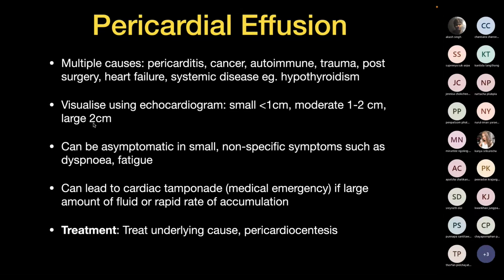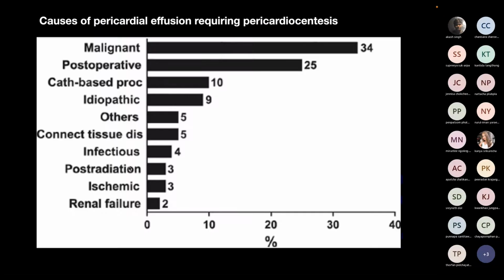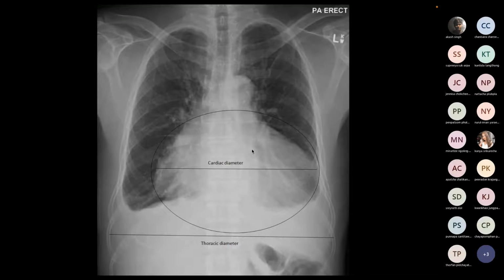It can be asymptomatic, or if it's large enough, it can cause dyspnea or fatigue as well. But if it's too large, it can cause cardiac tamponade, which we'll cover next. Most of the time it can be normal, but if it's large enough, then we should consider things like malignancy causing this problem. Sometimes we can see it after an operation, if you go to the operating room. And on chest X-ray, we can see that the heart gets larger, and this is because of accumulation of fluid inside the pericardial space.